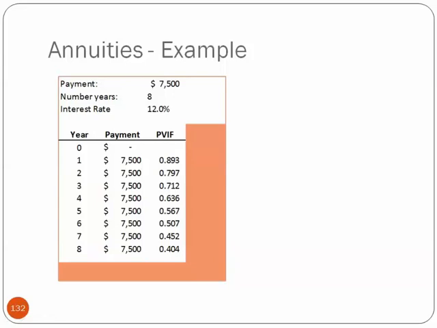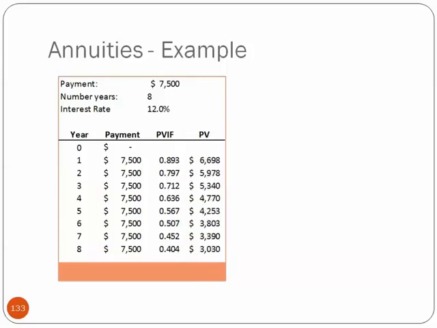So now what do we do with all this? Well, we multiply each payment by its corresponding present value interest factor, which effectively discounts those payments based on how far out they are. So, for example, in year 1, next year, $7,500 times the present value interest factor of 0.893 equals, today, $6,698. So $7,500 next year is worth $6,698 given a 12% interest rate.